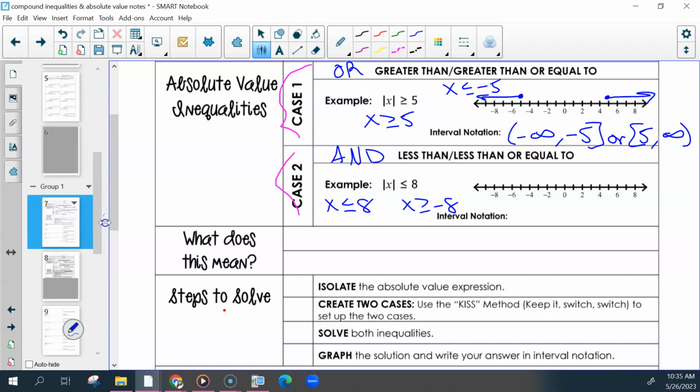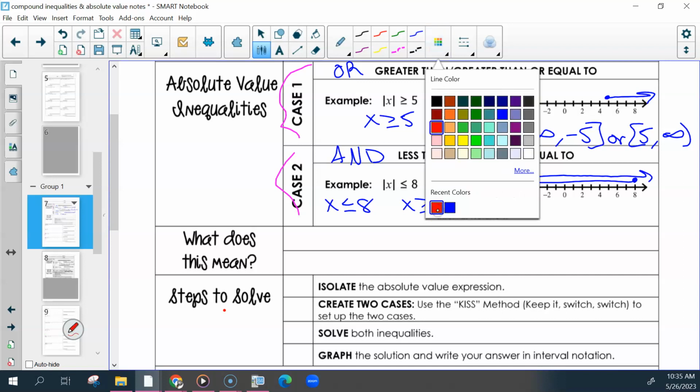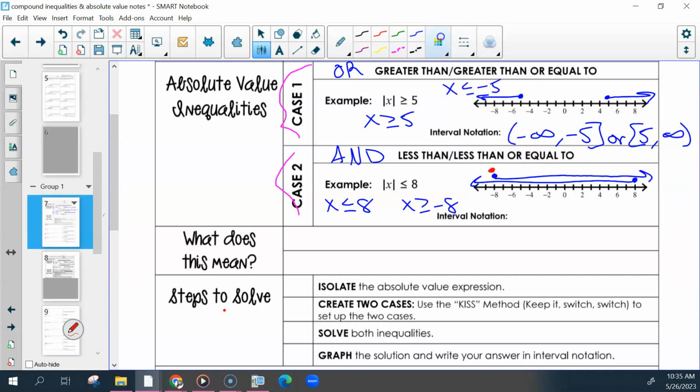Then if we knew already it was an AND, we could just draw the line segment, but if we weren't sure, we could draw all of them. So X is less than or equal to 8 would be closed to the left. X is greater than or equal to -8 would be closed to the right. And we would see where those two overlap, at -8 and 8. So whether you do the arrows and then the line segment or just the line segment is really what's needed.